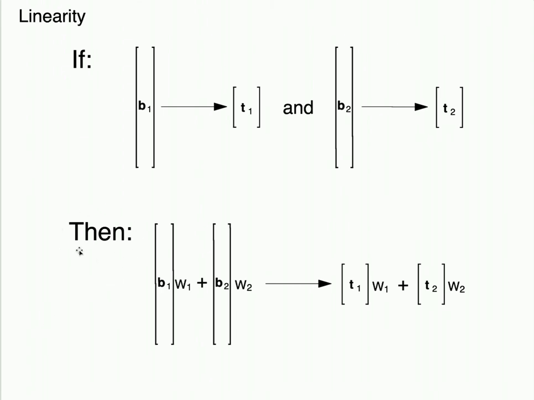Then Grassmann's laws tell us that if I take any other test light, which is represented as a scaled and superimposed version of these two, so B1 times some scalar W1 plus B2 times some scalar W2, representing the scaling and superposition, then that will be matched as T1 times W1 plus T2 times W2.